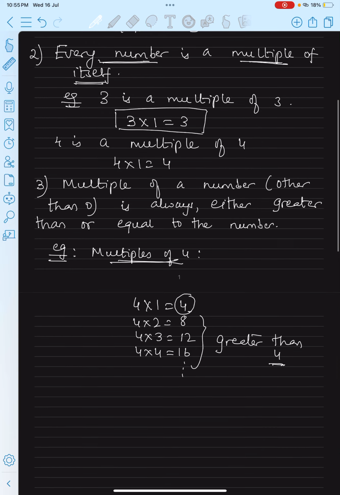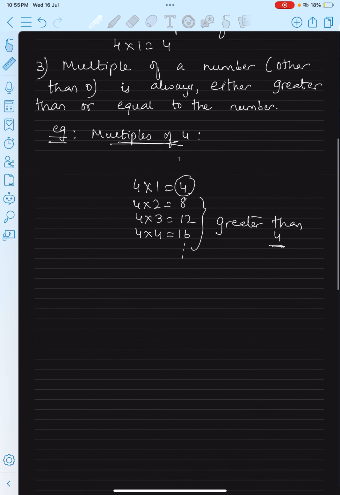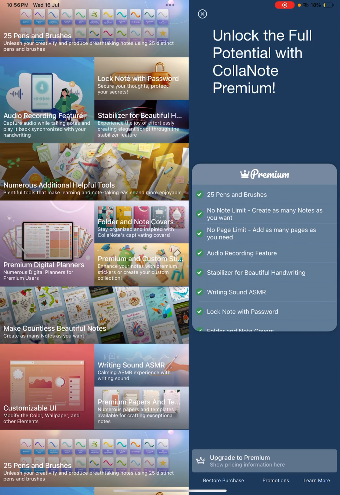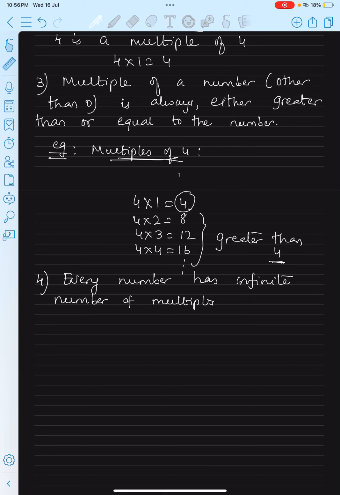Okay. Now the fourth point is that every number has infinite number of multiples. What will be the meaning of this? Each number has infinite number of multiples.